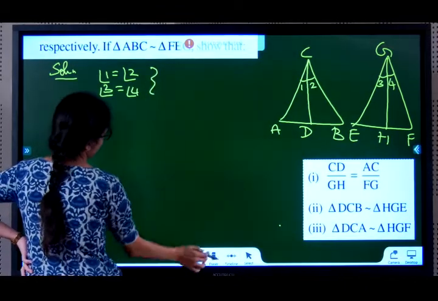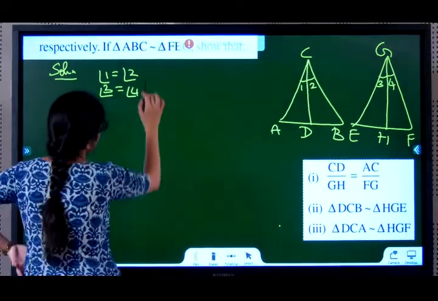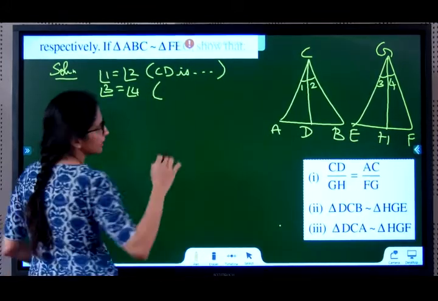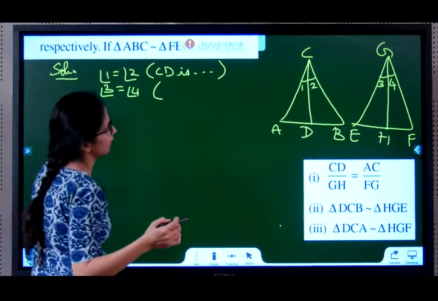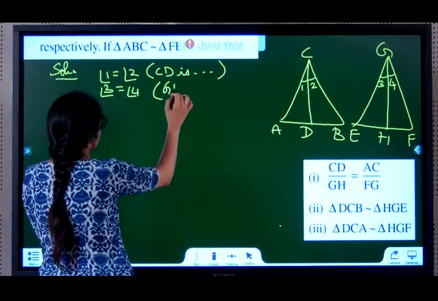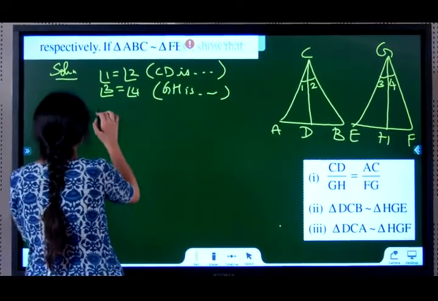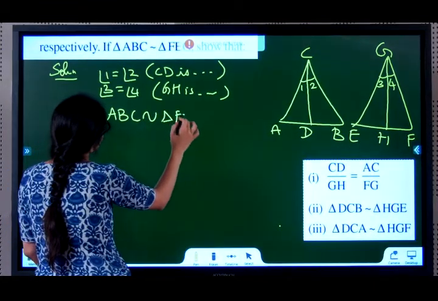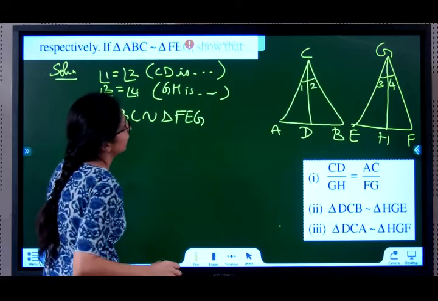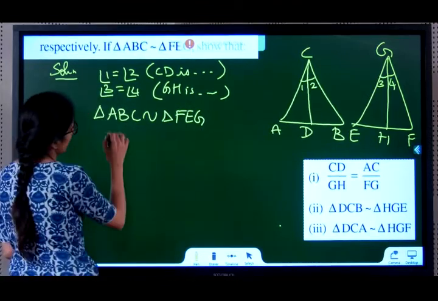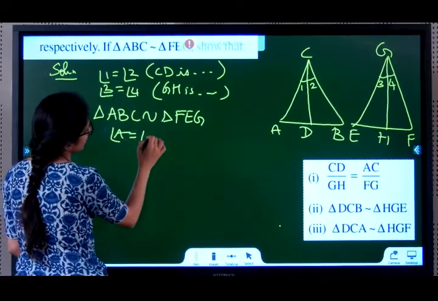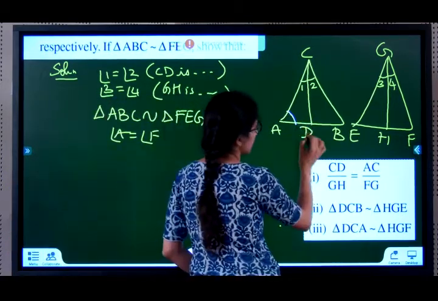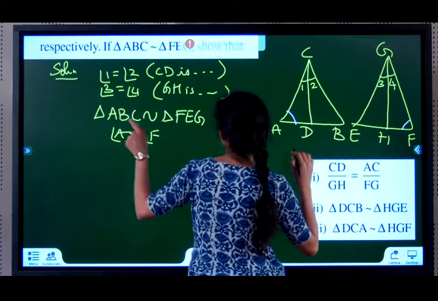Why? For the first one, reason being CD is the angle bisector. Angle bisector divides the angle into two equal halves. GH is the angle bisector. Next, they have given triangle ABC is similar to triangle FEG. So can I say angle A is equal to angle F? A is equal to F. Why? Because they are saying ABC.